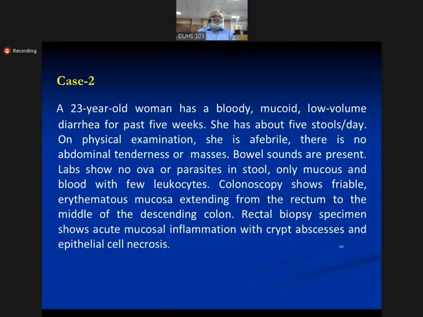Now this is the second case. A 23-year-old woman has a bloody mucoid, low volume diarrhea for the past 5 weeks. Now this is a 5 weeks history, and she is a fairly young woman. She has about five similar episodes. On physical examination, she is afebrile, and there is no abdominal tenderness or mass. Bowel sounds are present. So there is no element of intestinal obstruction.